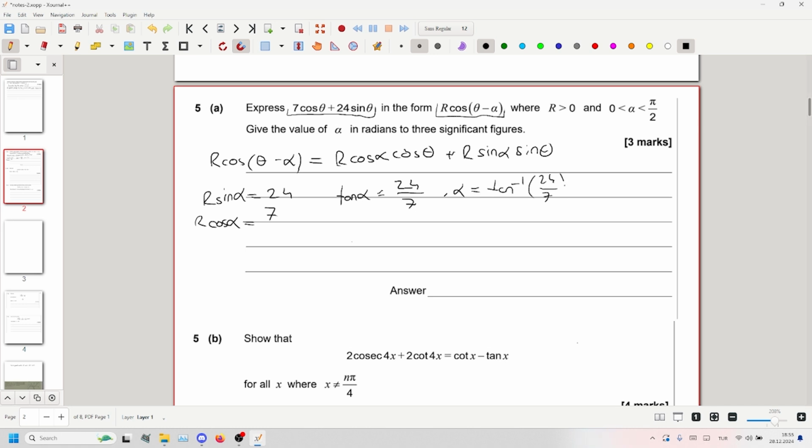We can quickly plug that into our calculator to get 1.287 and so on. In 3 significant figures, that would be 1.29. Now, if it wanted us to calculate r, we could have done that by squaring these two expressions, summing them up, and then calculating the square root of that. And from that, you would get r to be equal to 25.